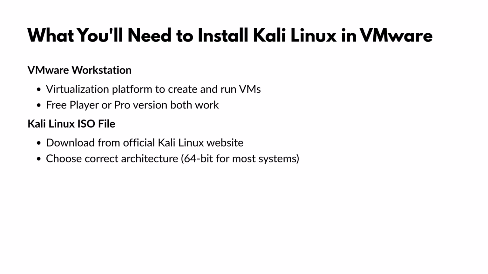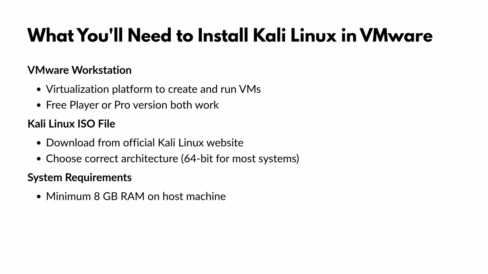Third, you'll need enough system resources. By system resources, I mean RAM and CPU. Kali Linux runs inside a virtual machine, so your host system needs to have enough power to support it. I recommend at least 8 gig of RAM on your host machine and at least a dual core processor. You'll also need around 20 to 30 gigs of free disk space for the virtual machine. All right, once you have these things ready, we can start the installation.